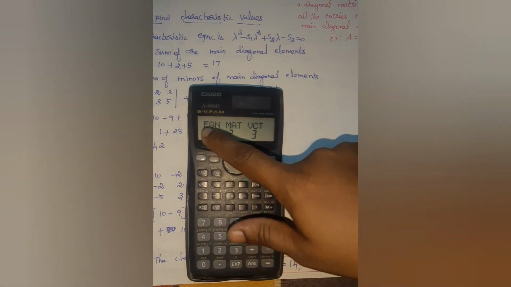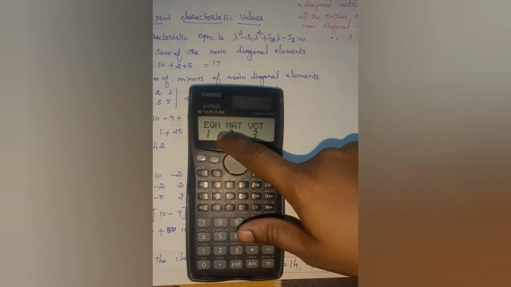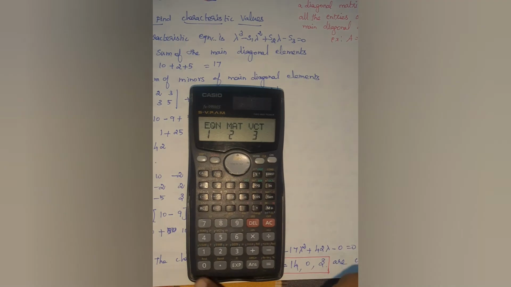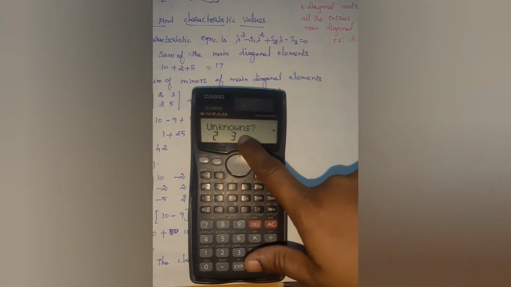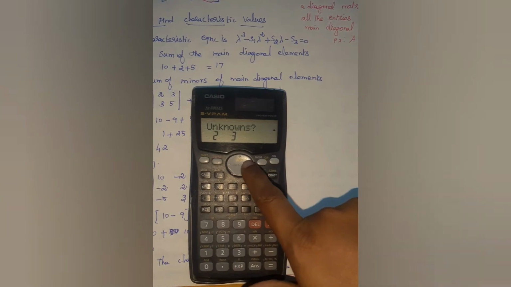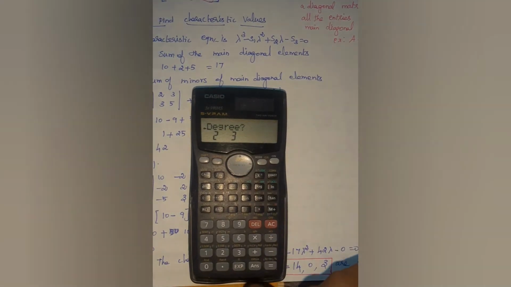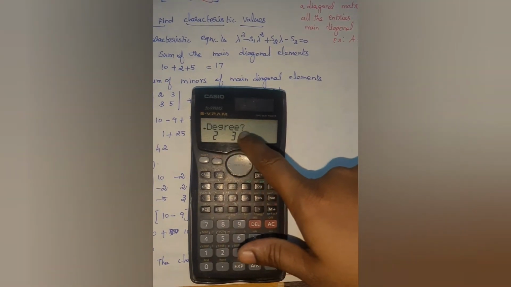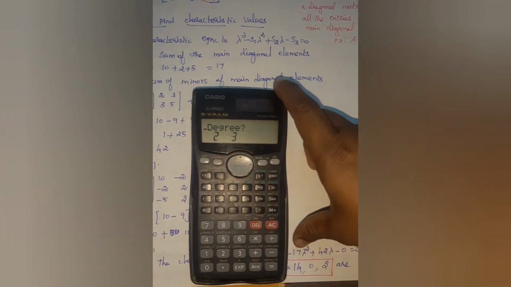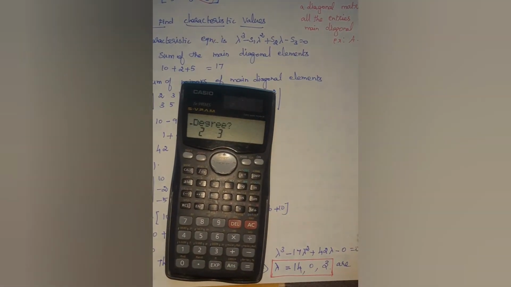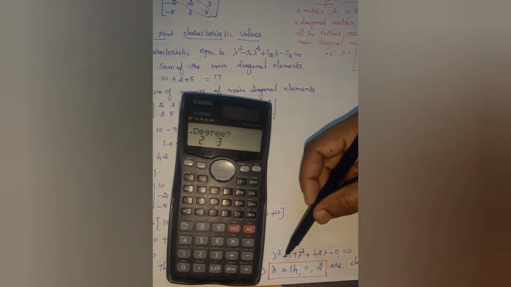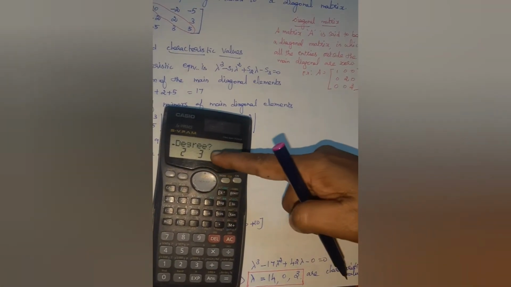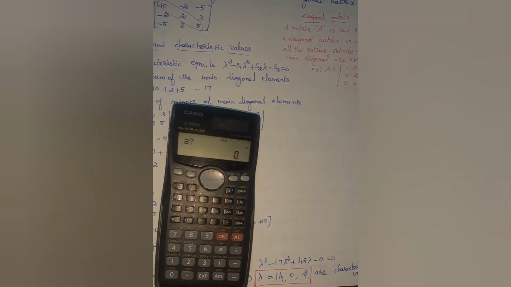Now press mode once again. Then here you have EQN. EQN represents equation. So below this you have number 1. It will ask unknowns 2, 3. So you reject this. Once again press the right arrow. It will ask degree 2, 3. Here you have a third degree equation, since it starts with lambda cube. This is a third degree equation. So you choose number 3, right?